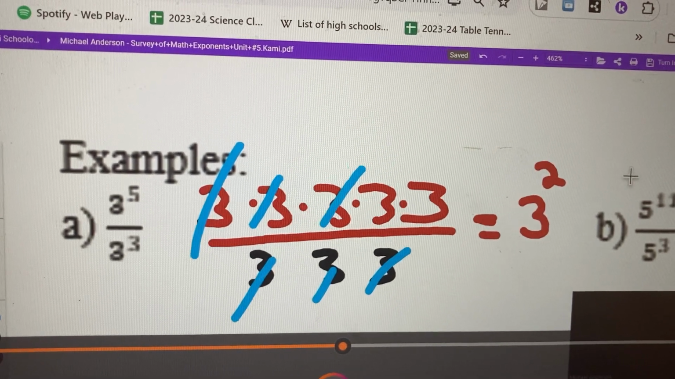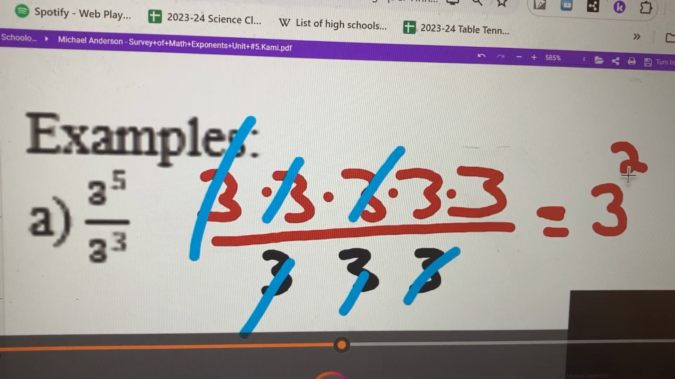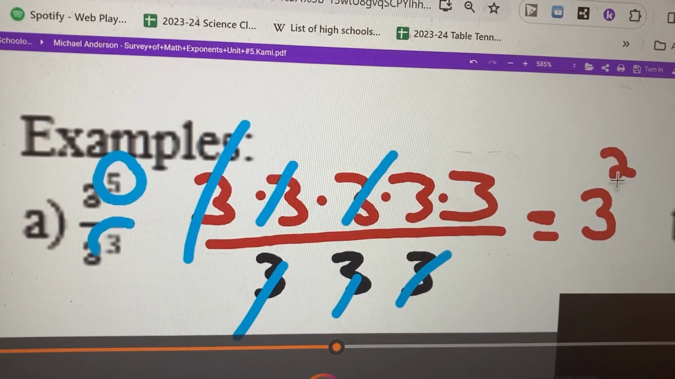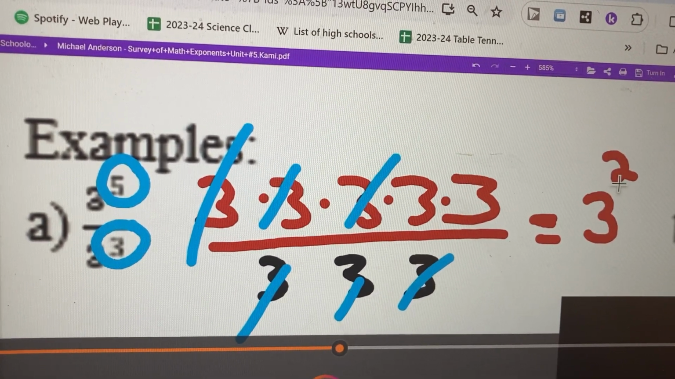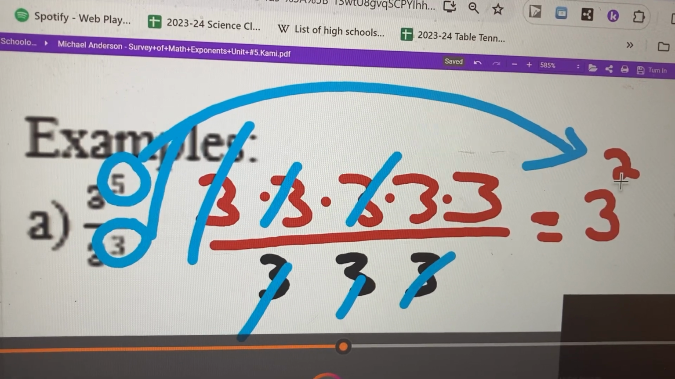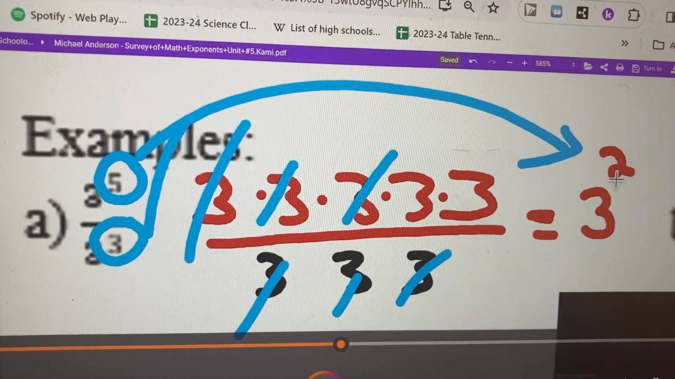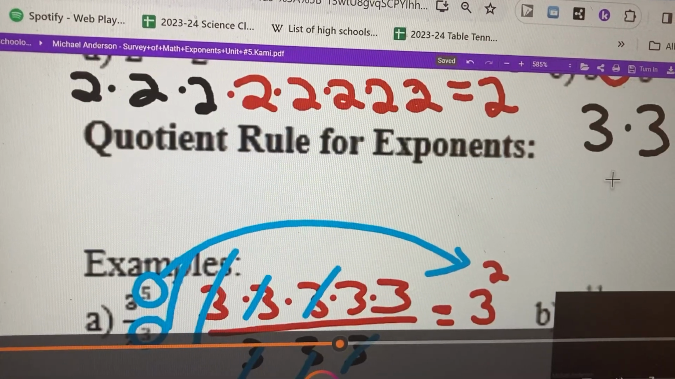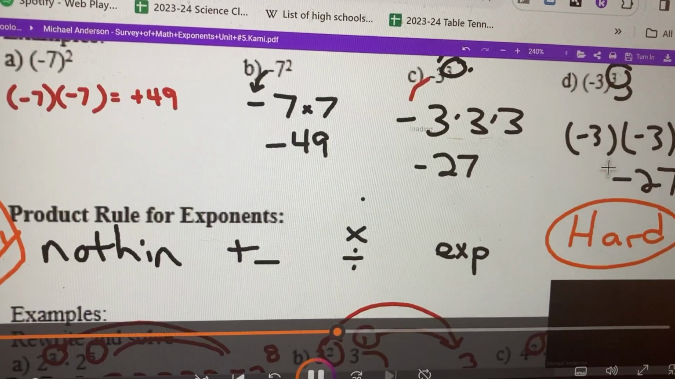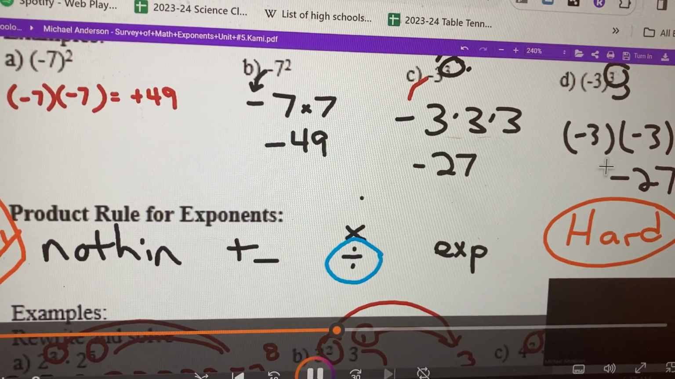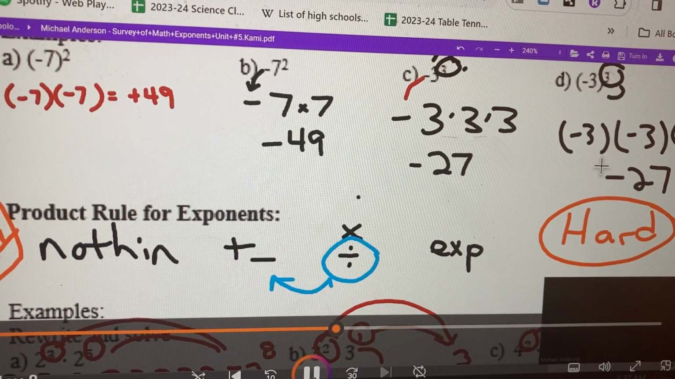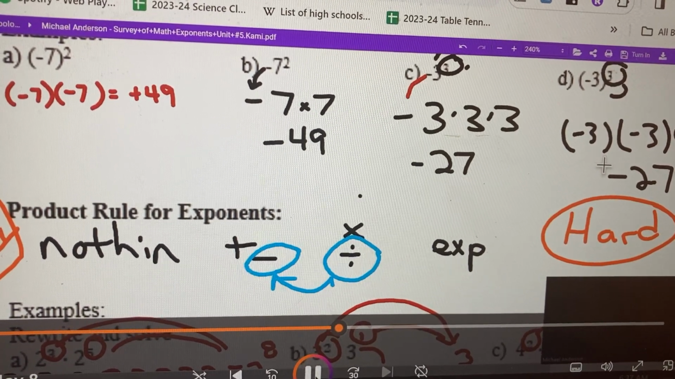Notice what happened here. We had a 5 as the exponent and a 3 as the exponent. We subtract those numbers and that gets us the power of the answer. So looking at our easy to hard diagram, when we divide terms, we end up doing the next easier thing with the exponents, which is subtract.